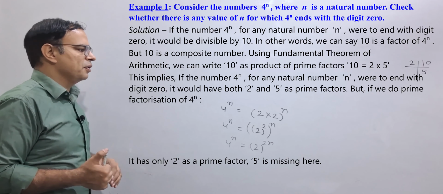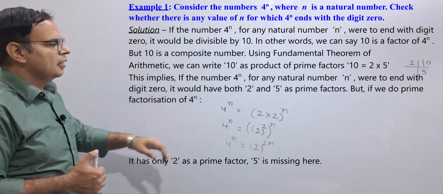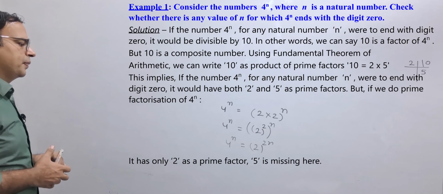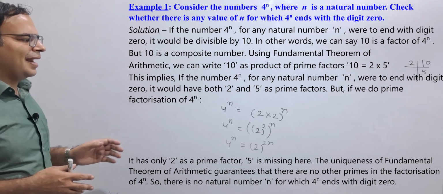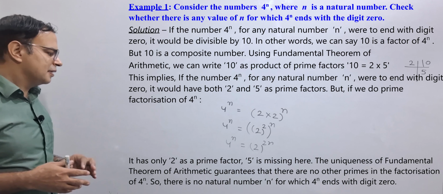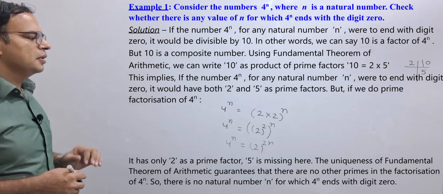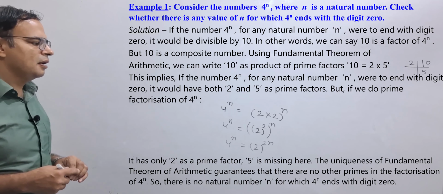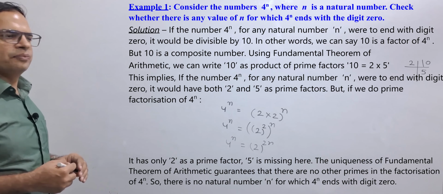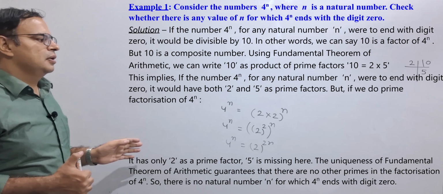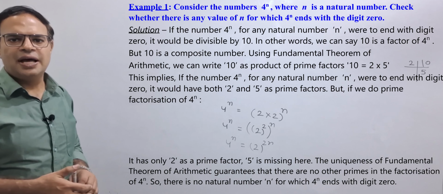Okay, theoretically, using the fundamental theorem of arithmetic, it has only 2 as a prime factor. So the uniqueness of the fundamental theorem of arithmetic guarantees that there are no other prime factors in the prime factorization of 4 raised to n. So there is no natural number n for which 4 raised to n ends with digit 0. In this way, you have proved this statement theoretically using the fundamental theorem of arithmetic.